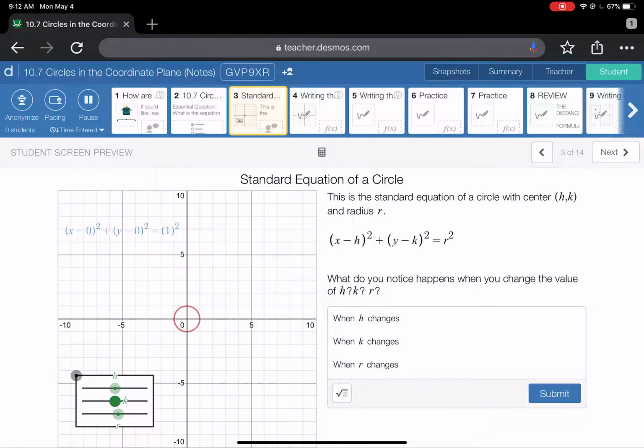Okay, k is our vertical shift, so k will move it up and down. Let's move k to 4, and then let's change h to negative 6. So check this out. This is the equation here. The center of our circle is located at negative 6, positive 4. And then we have one more variable to talk about.